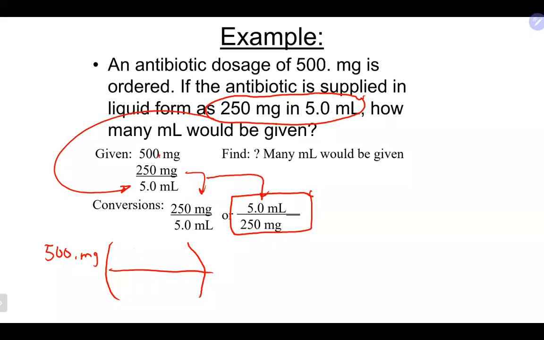This is going to be 5 milliliters up on top and 250 milligrams on the bottom. Once again, here, the milligrams will cancel each other out. We will multiply the 500 times the 5, and then again, come back and divide by the 250 here. So we're going to take 500 times 5 divided by 250, gonna give us 10 milliliters.